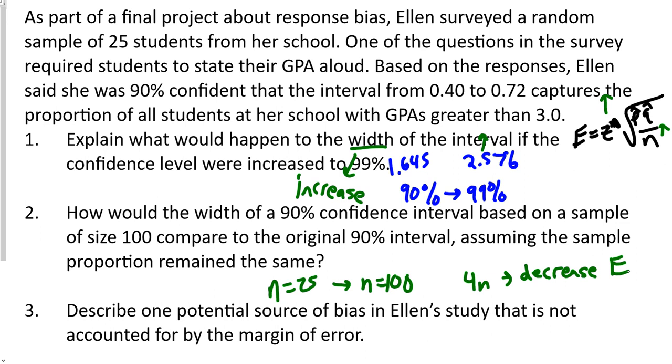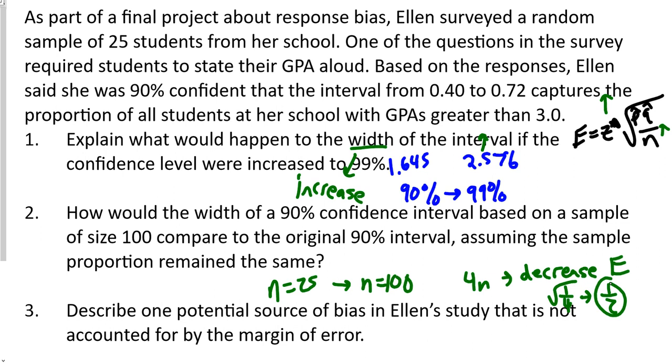Specifically, if it's times 4, well, what's the square root of 1 over 4? That would be 1/2. So it is 1/2 the margin of error. The margin of error would be half the size if you multiply the sample size by 4.